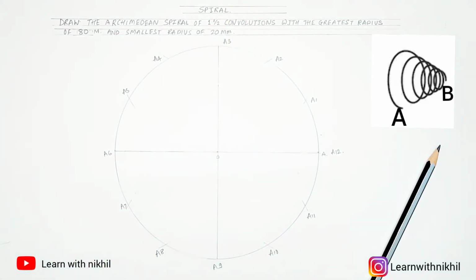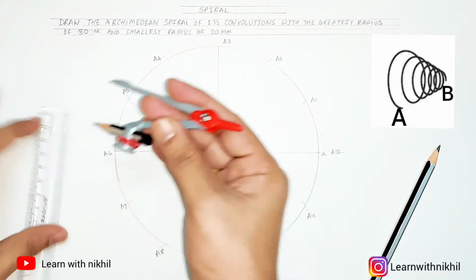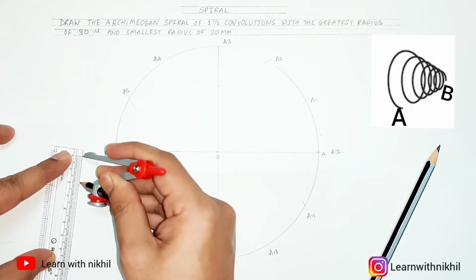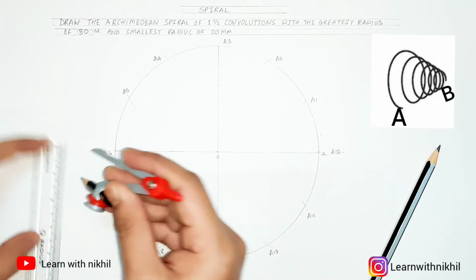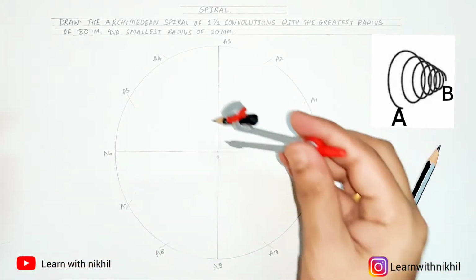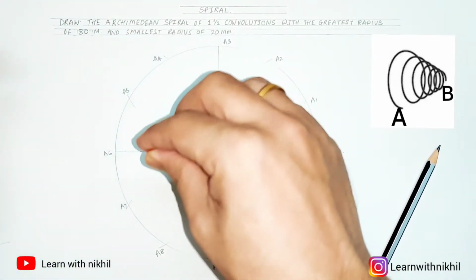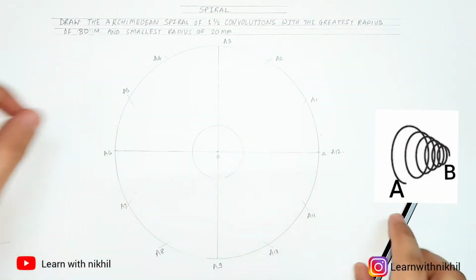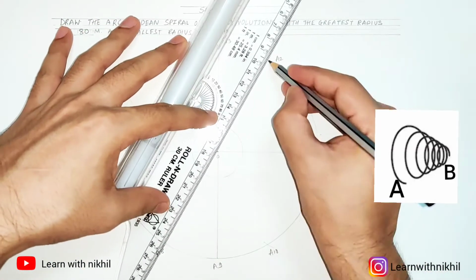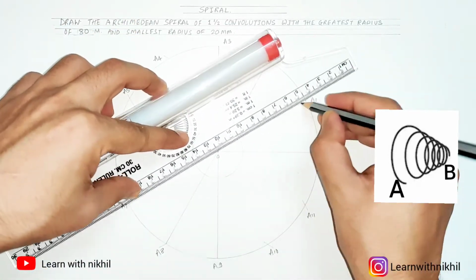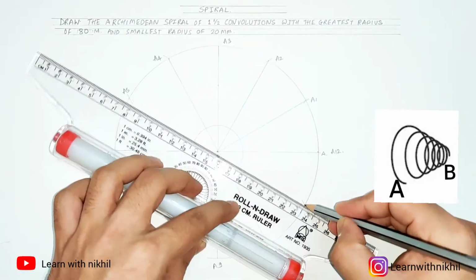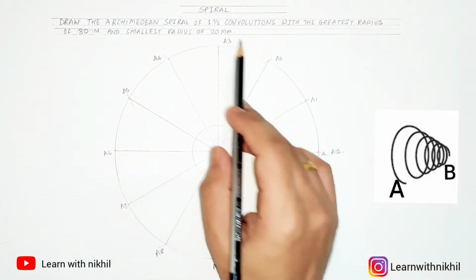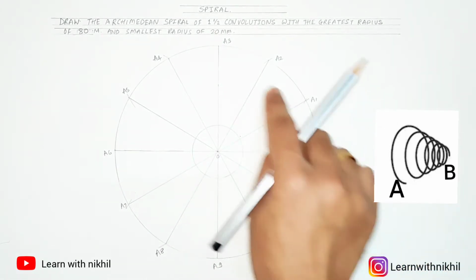Now we have to draw another circle of smaller radius. As you can see in the image, on the right side we have a smaller circle where the spiral ends. So with radius as 20 millimeter, we have drawn the smaller circle. As we have divided the bigger circle into 12 equal parts, the smaller circle, as it has the same center, is also getting divided into 12 equal parts.